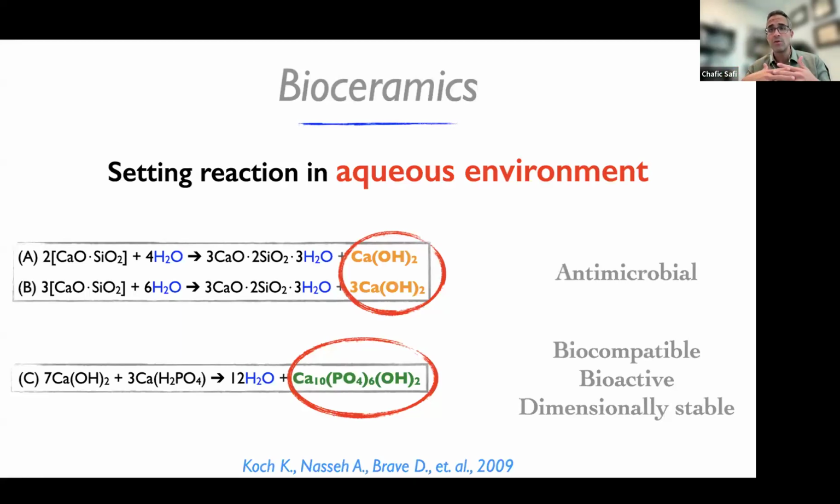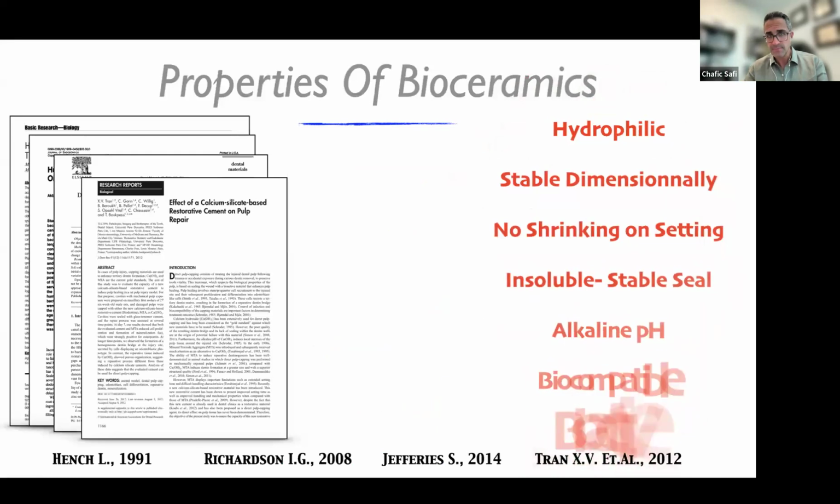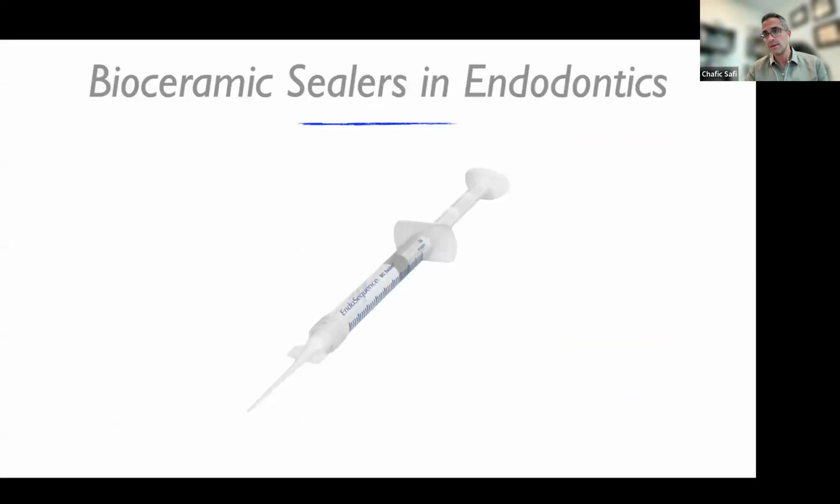If we can combine these qualities into a sealer, we can really overcome the shortcomings we face when dealing with the obturation of the root canal system. Bioceramics have also been proven time and time again, through various studies, to be hydrophilic, dimensionally stable, insoluble, to have an alkaline pH, and to be bioactive and biocompatible. So they offer us a wide range of biological advantages. If you're looking for a perfect sealer in endodontics, you want a sealer that has all these advantages, because it will help us overcome every challenge we encounter with root canal obturation.